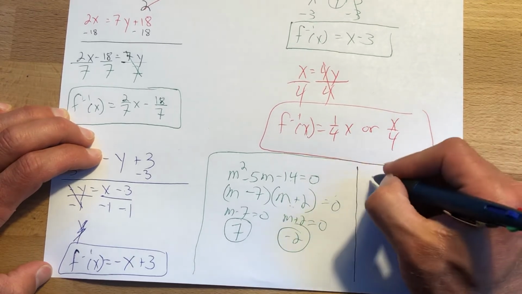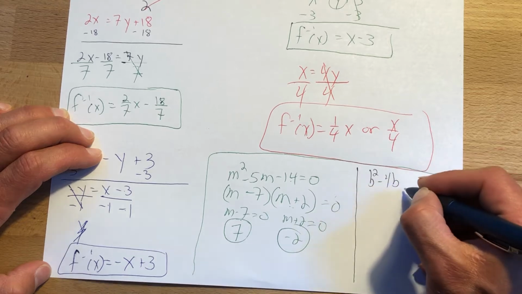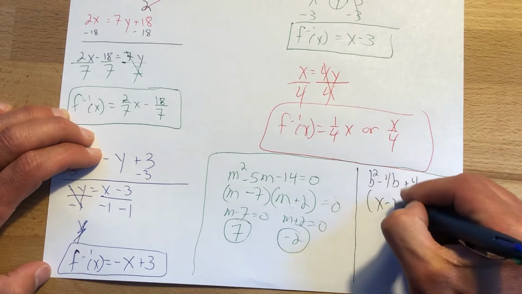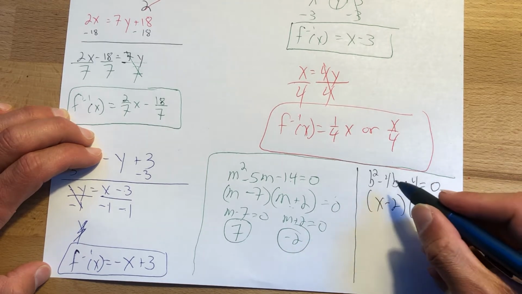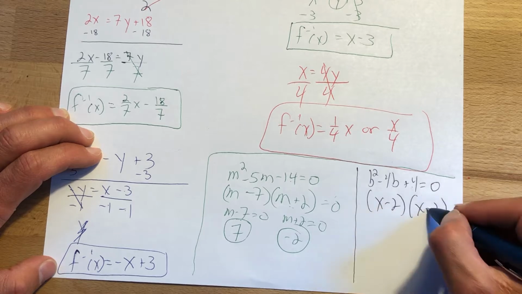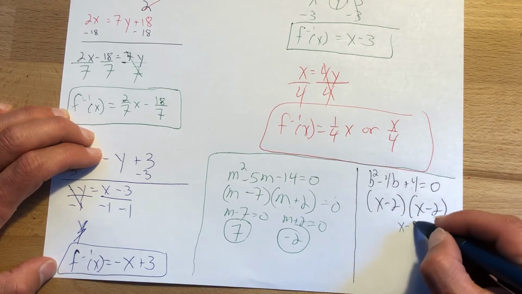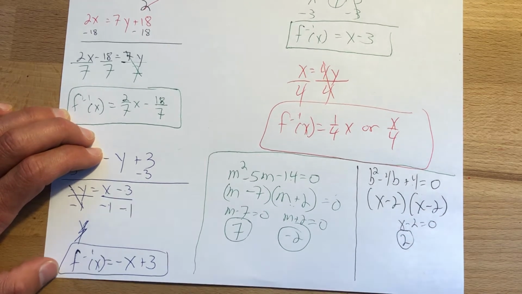All right, the second one, I have b squared minus 4b plus 4 equals 0. I can factor this. Two numbers that multiply together to get positive 4, add together to get negative 4 are negative 2 and negative 2. Both of these are the same, so if I just set one of those equal to 0, I'm going to get 2. There is my second answer.